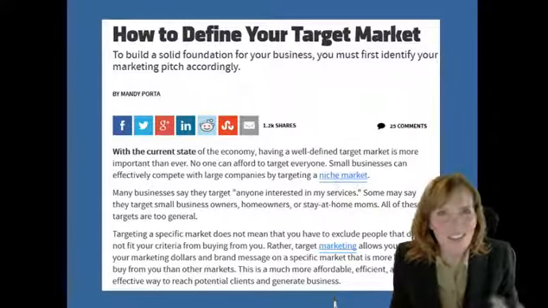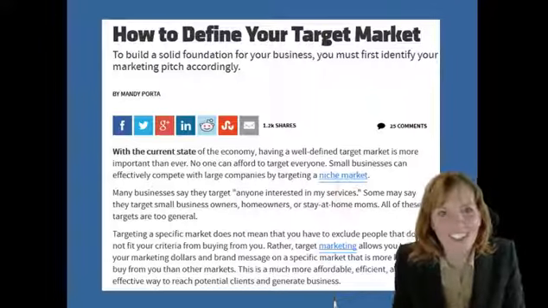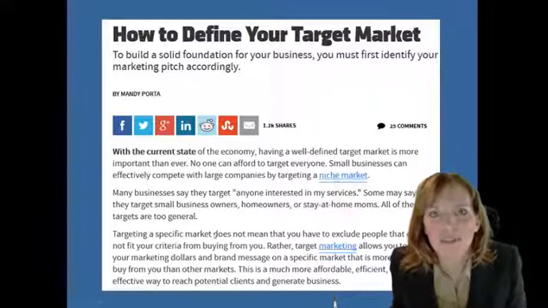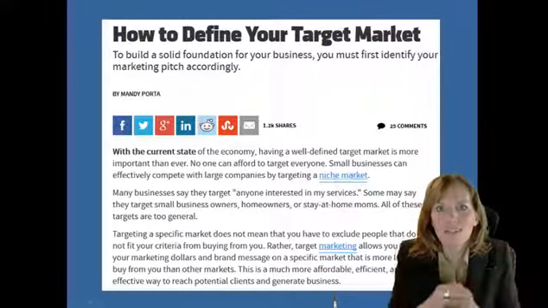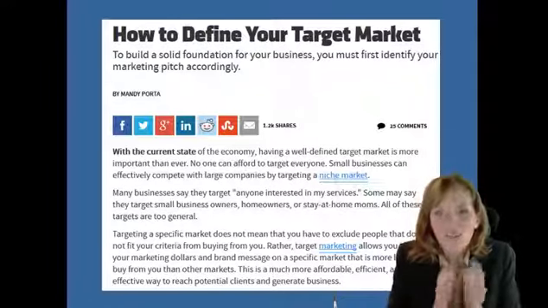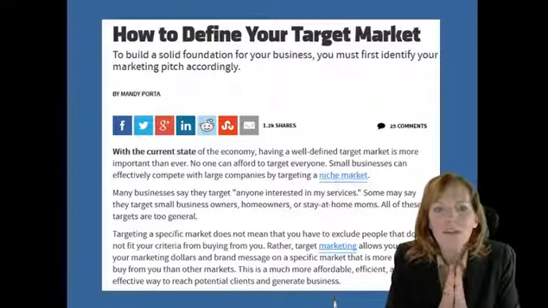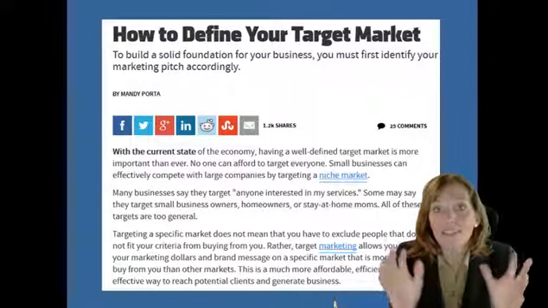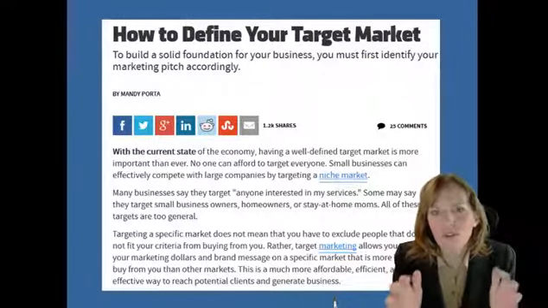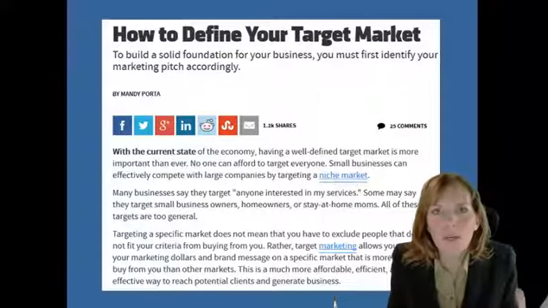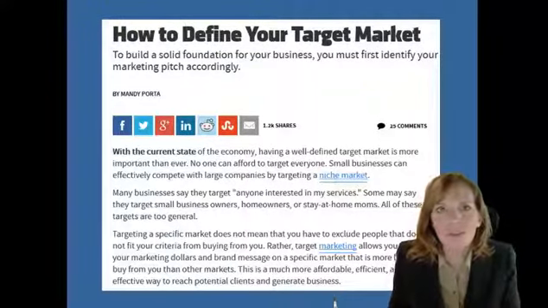See, it's not just me saying this. For years, no one can afford to target everyone. I love how they said that in 2 sentences. I wish I had that gift. Small businesses can effectively compete with large companies by targeting a niche, or 4 to 8 niches that they're going after to own. So we're talking about big companies as well as small independent operations needing to apply the concept of target marketing. Many businesses say they target anyone interested in my services.